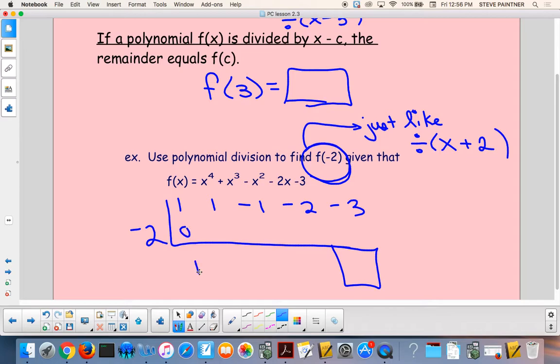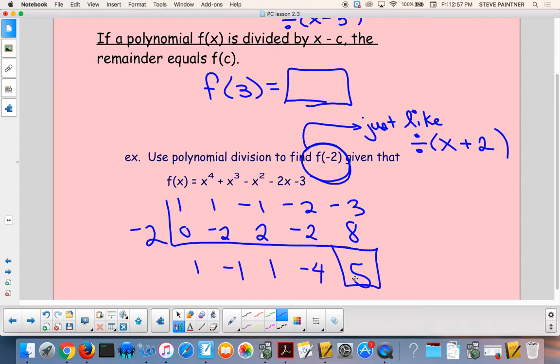0 here, 1. Tell me the next number. -2. Next number. -6. Positive. When we're adding down, -1. Multiply. 2. Add down. 1. Multiply. 2. Add down. Multiply. 8. Add down. 5 is the remainder.